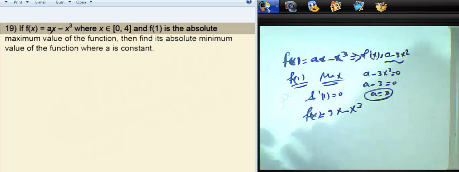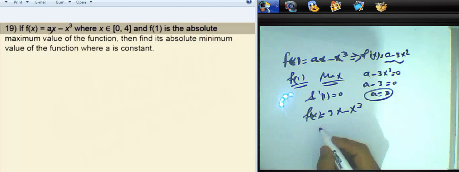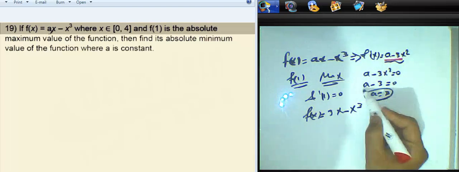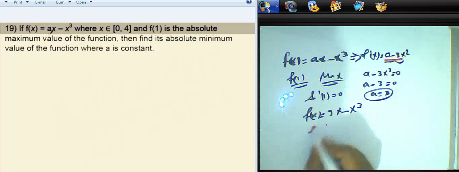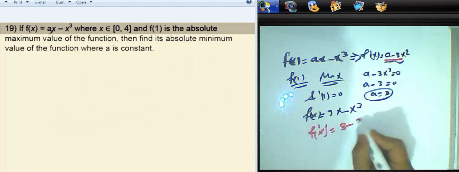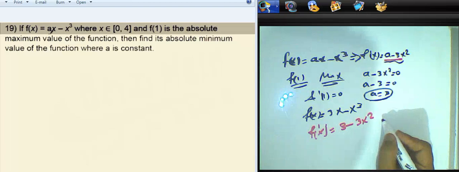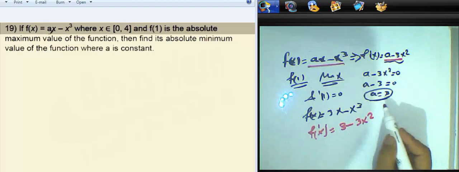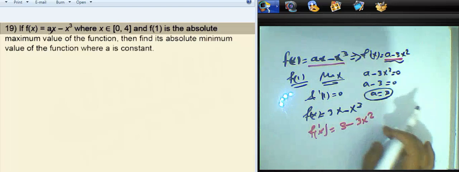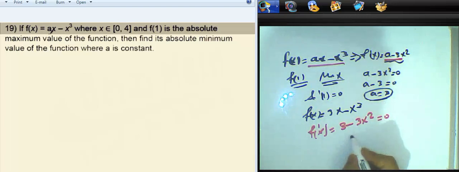He asked about what? The absolute minimum value. He asked us to find the absolute minimum value of the function where a is the constant. So for this function we can find the derivative, and then the derivative will be equal 0. F dash here equals 0. This function here will be f dash of x equals 3 minus 3x power 2. Okay, 3 subtract 3x power 2, I will put equal 0. Then x power 2 will be equal 1. Then x will be positive or negative 1.